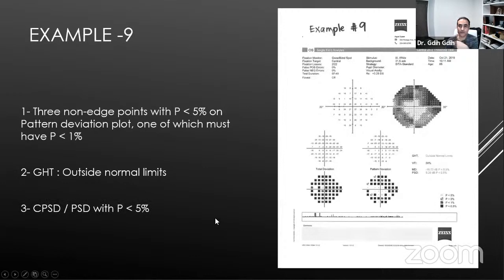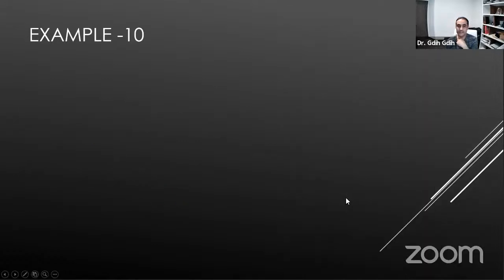See, as now we progress into the field examples, it becomes easier. We know where to look now. Like we're going straight to this pattern deviation, looking how many points we have. Yes, we do. GHT outside normal limits. Yes, we do. PSD less than 5%. We're good. All 3 points are checked. So it does fit the criteria.